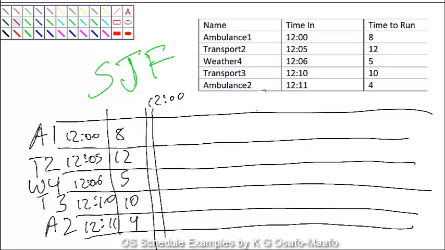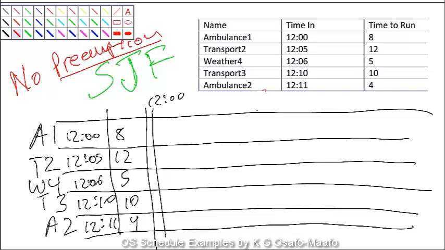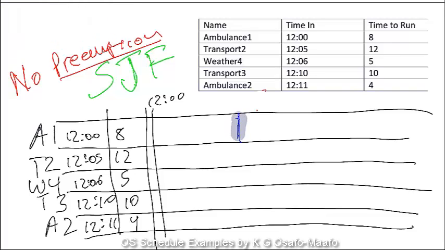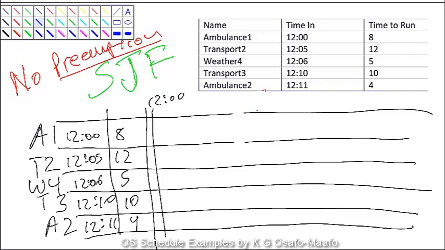So let's do no preemption, meaning let's run you till you are finished. All right. So let's do the first. At 12, A1 is ready. It's going to run for 8 minutes. There isn't that much space here, so I'm going to squish things a bit. Right. So from 12 to 12:08, A1 finishes.